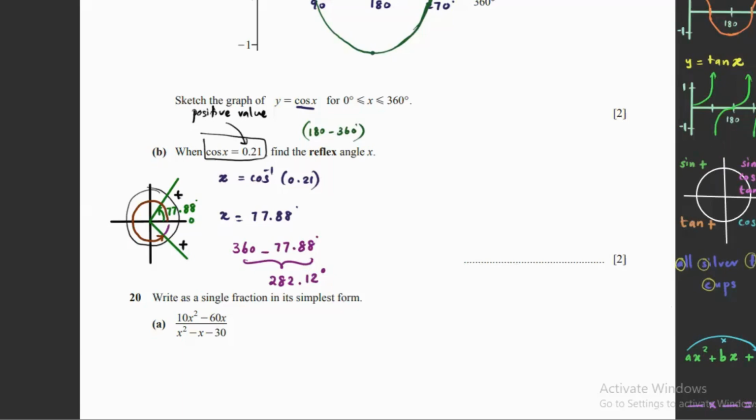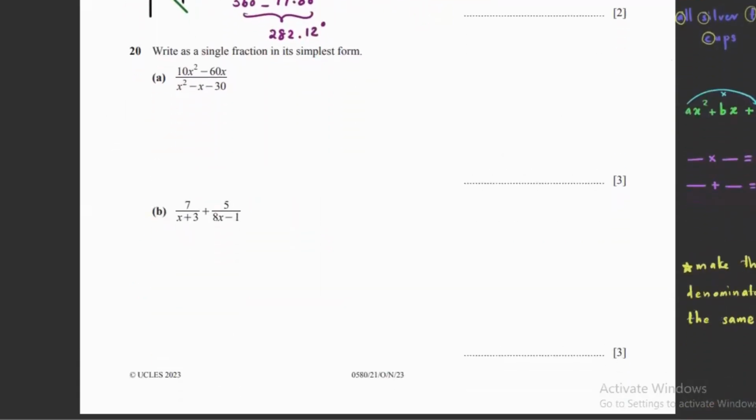Let's move on to the next question, which is question 20. Here, we are given (10x squared minus 60x) over (x squared minus x minus 30). We need to simplify this and write it as a single fraction. When we simplify, it's important that we factorize both the numerator as well as the denominator.